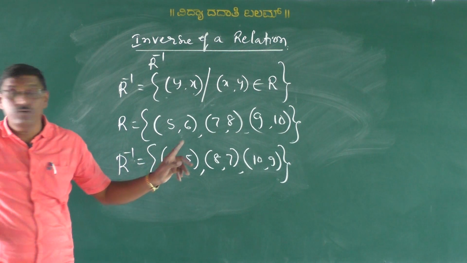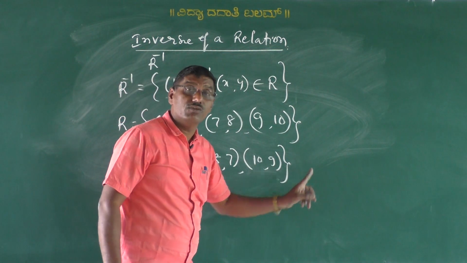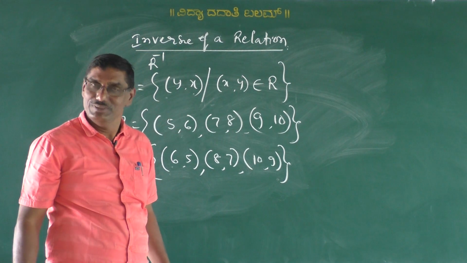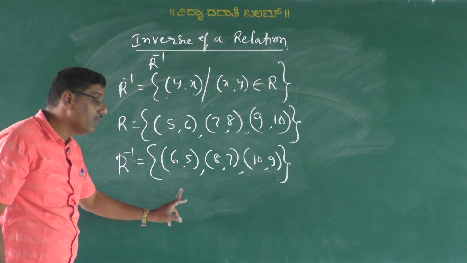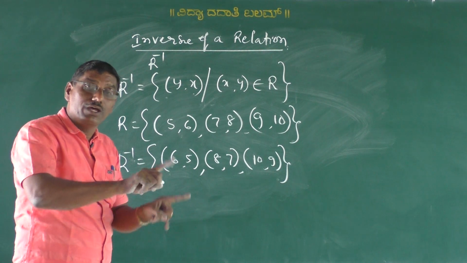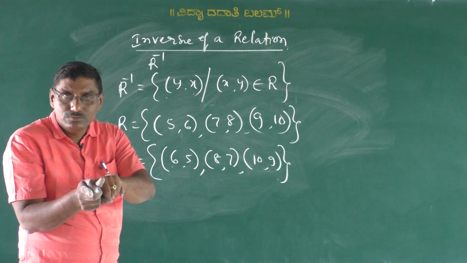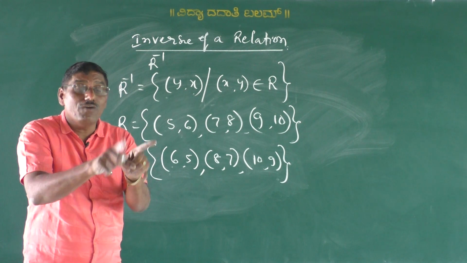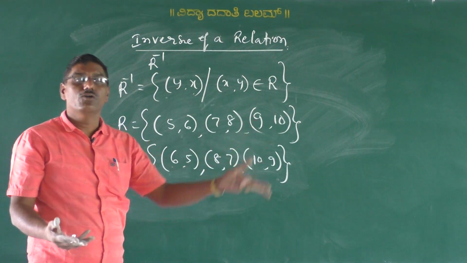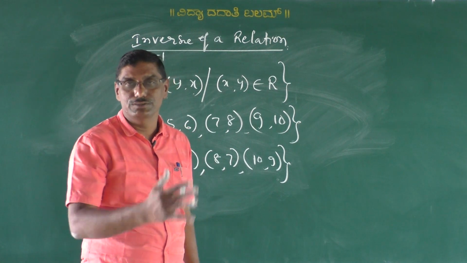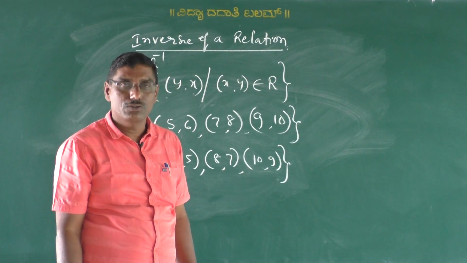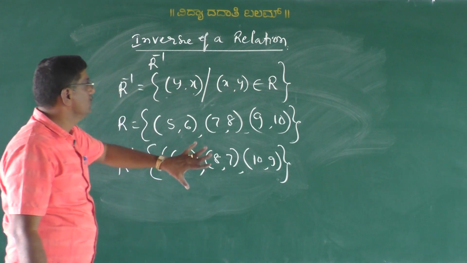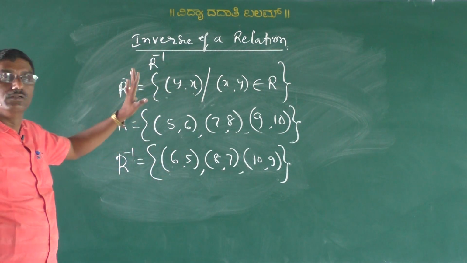domain of R inverse is equal to what? Range of R, isn't it? Domain of R inverse is equal to range of R, isn't it? And range of R inverse is equal to domain of R, that is interchanging. Are you understood, all of you? Yes? Okay.